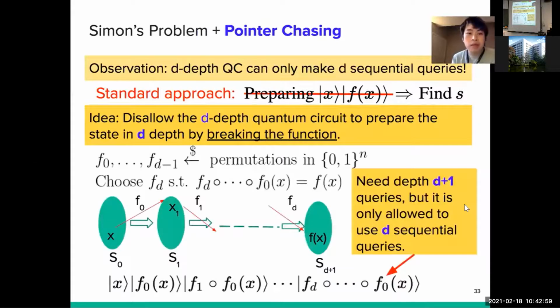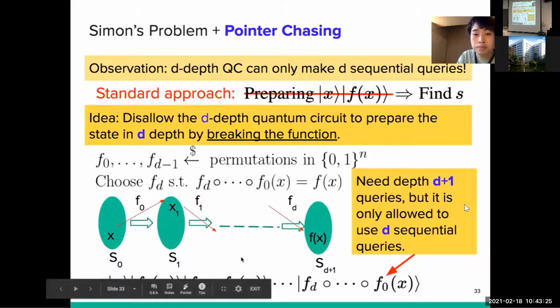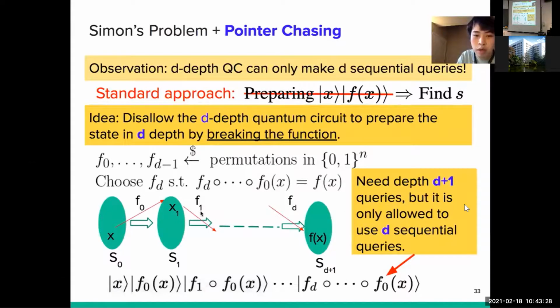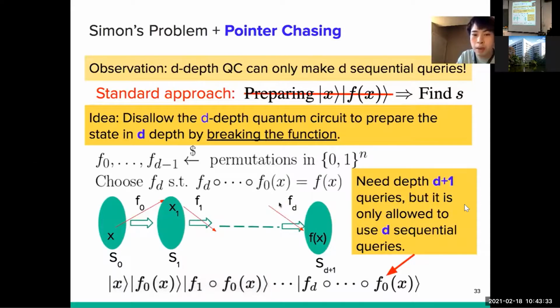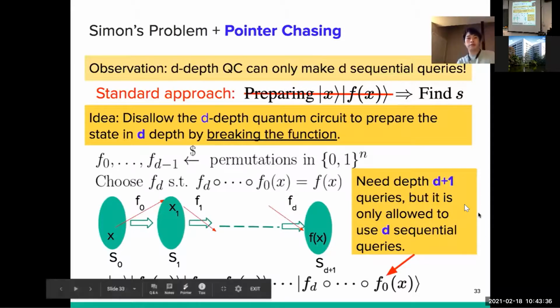What I mean is that we first generate some random permutations f0 to f d minus 1. So there are d random permutations on 0, 1 to the n, and then we choose some fd such that fd of f d minus 1 of dot dot dot of f0 of x is equal to f of x. We can visualize this construction as follows. You have f0 to f d minus 1 as random permutations, and then you use some function fd to map everything back to f of x.